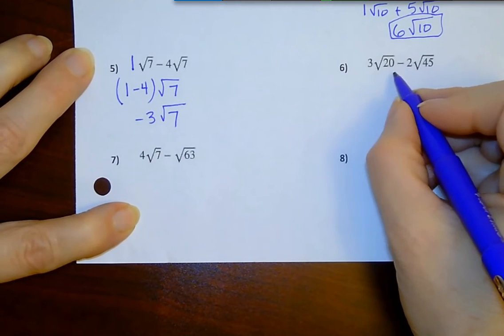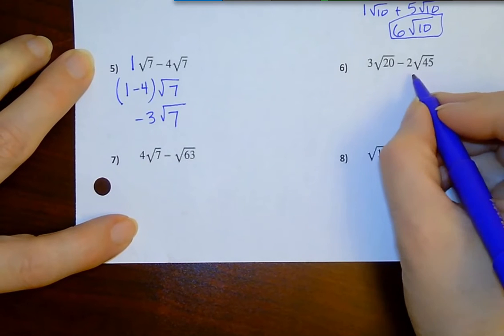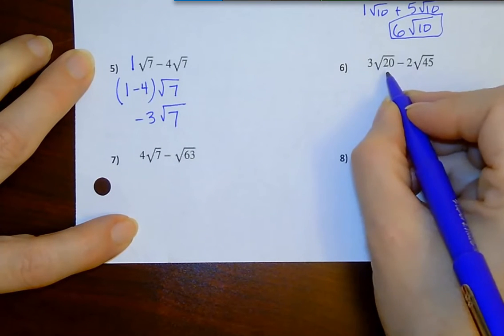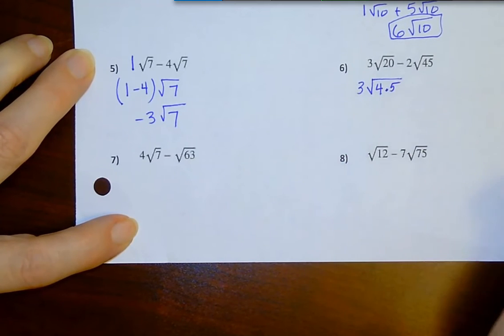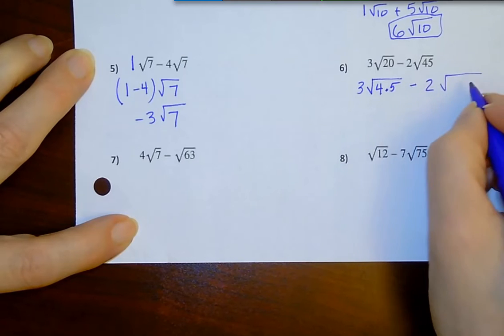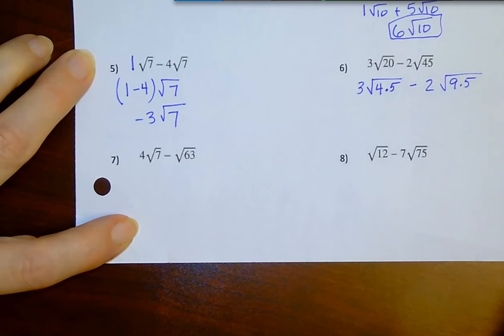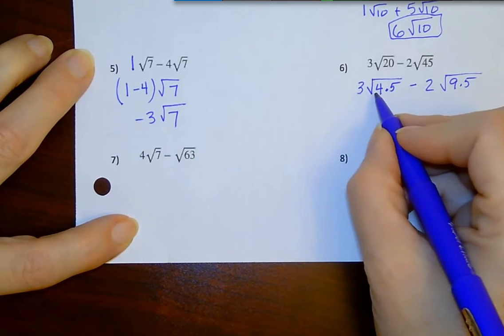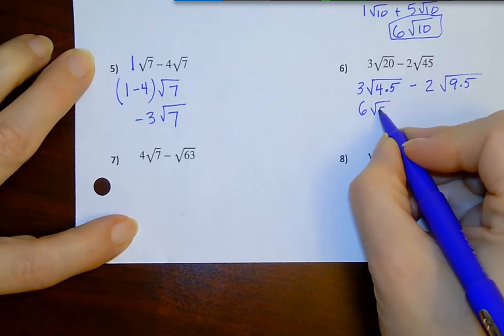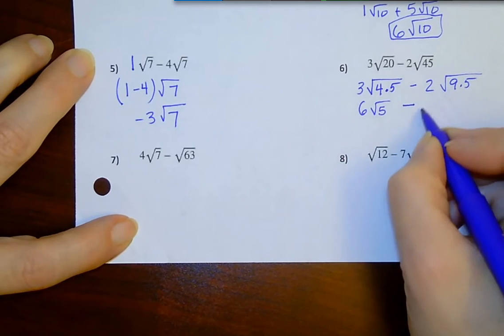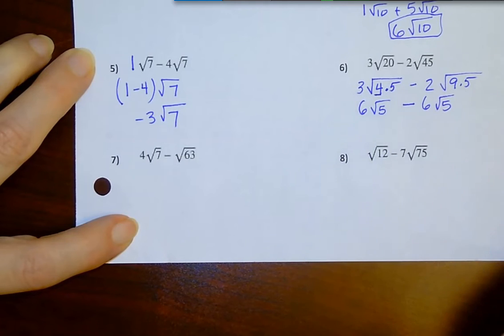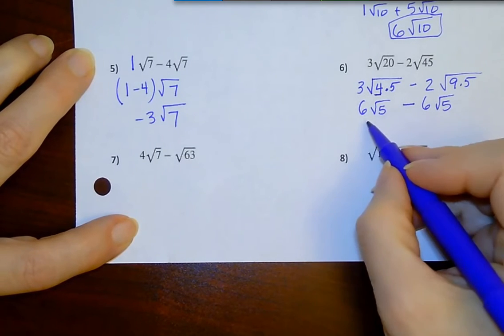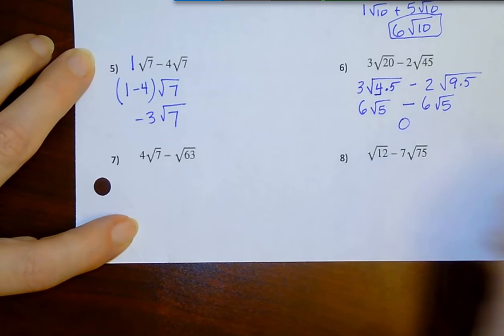Number 6, 3 times the square root of 20 minus 2 times the square root of 45. I'm going to see if I can break these up at all. I know 3 times the square root of 20 is the same as 3 times the square root of 4 times 5. Minus 2 times the square root of, I'm going to say that's 9 times 5. So here 3 times 2 is 6 times the square root of 5. Minus, this is 2 times 3, right? 6 times the square root of 5. I just did 2 steps in one, right? I know the square root of 4 is 2, so 3 times 2, and then times the square root of 5. That's how I did that all in one. So 6 roots of 5, take them all away, and we are left with 0.